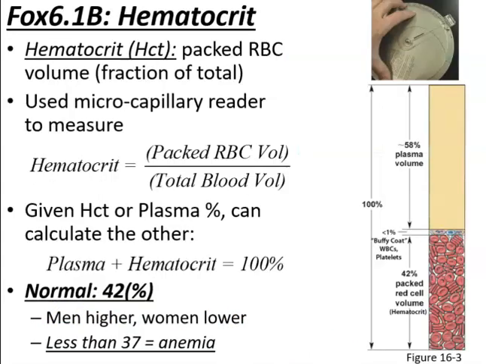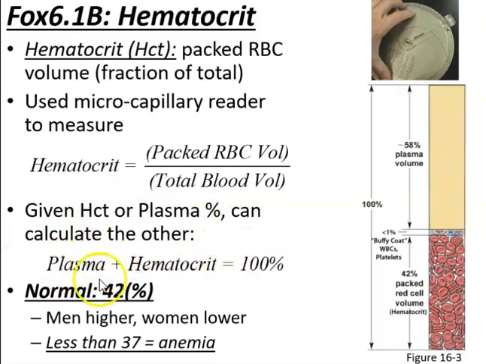For this lab, we also obtained hematocrit numbers. Hematocrit is the packed red blood cell volume, which is the fraction of the total sample of blood. And we used a microcapillary reader to measure the hematocrit. So the formula for hematocrit is packed red blood cell volume divided by total blood volume, and this will give us a percentage. So hematocrit is given as a percentage or plasma percentage, and you can calculate the other.